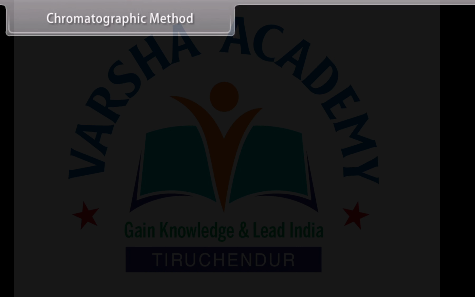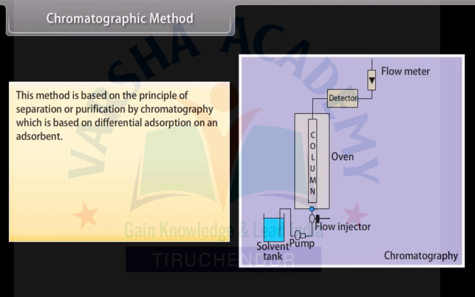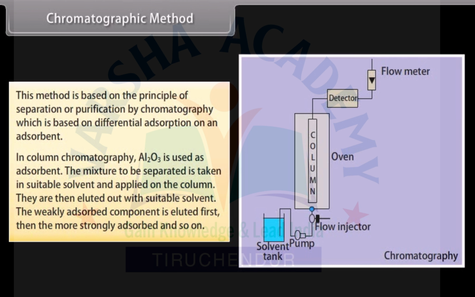Chromatographic method. This method is based on the principle of separation or purification by chromatography, which is based on differential absorption on an absorbent. In column chromatography, Al2O3 is used as absorbent. The mixture to be separated is taken in a suitable solvent and applied on the column. They are then eluted out with a suitable solvent.